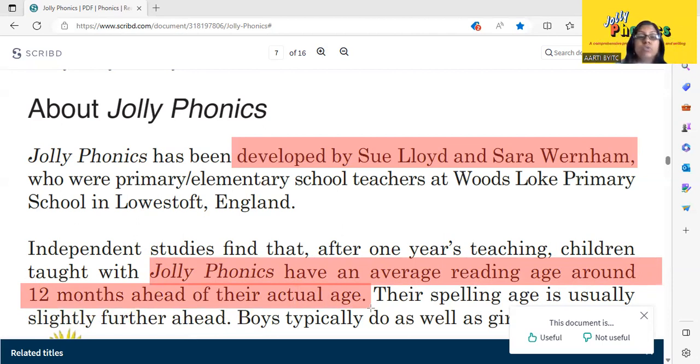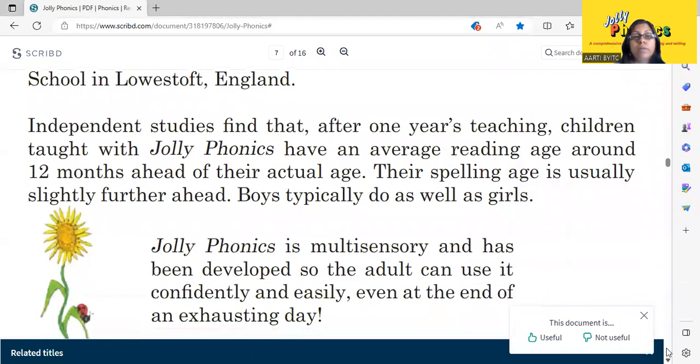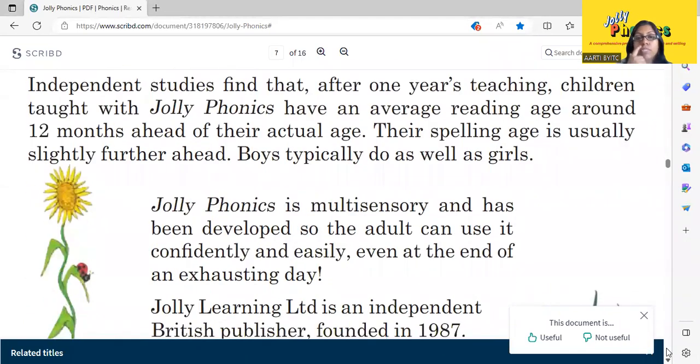Their spelling age is usually slightly further ahead. Very interesting point. So yes, teachers, you should implement Jolly Phonics in your classroom, because one of the important points I've shared with you here is that the learning is slightly further ahead. Boys typically do as well as girls. So there is no gender difference related to the growth. It is appropriate, but the age milestone is definitely there, that it is a little ahead, right?